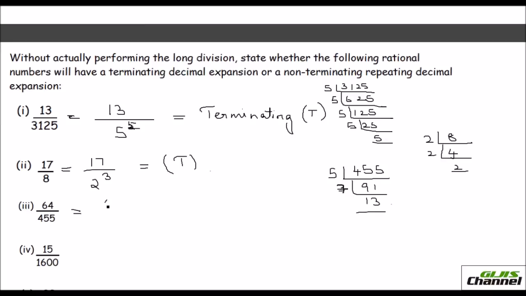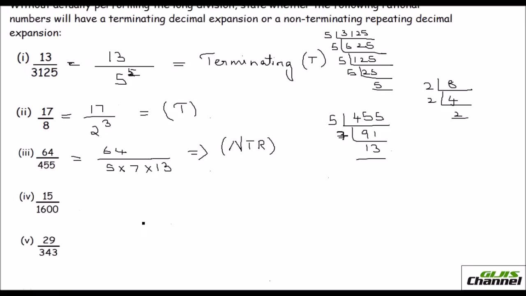So here your denominator is 5 times 7 times 13. So here you have 13 and 7 in the denominator. So this implies it is non-terminating repeating decimal. Okay, I write non-terminating and repeating decimal, NTR.